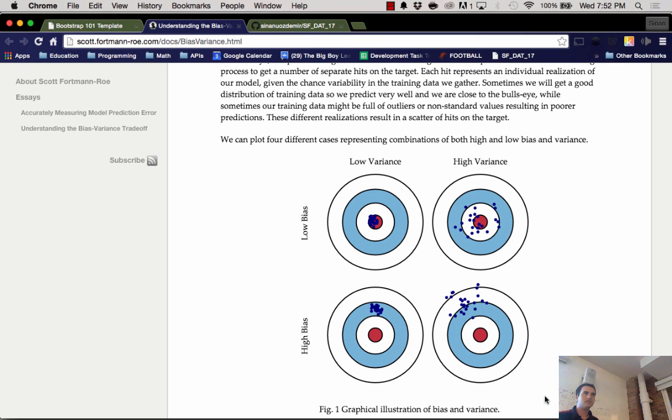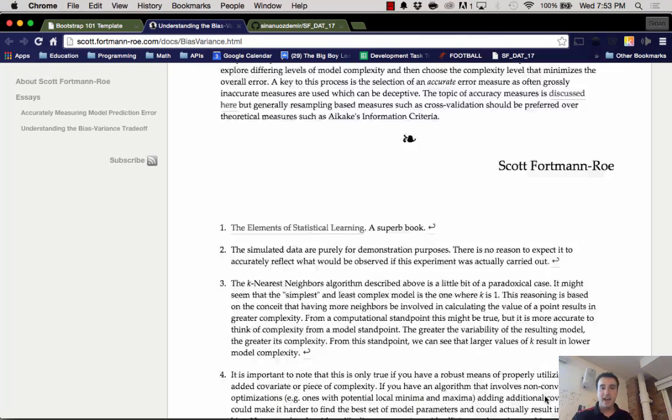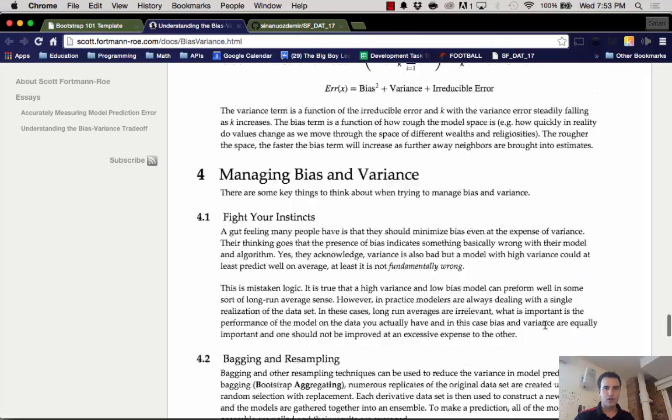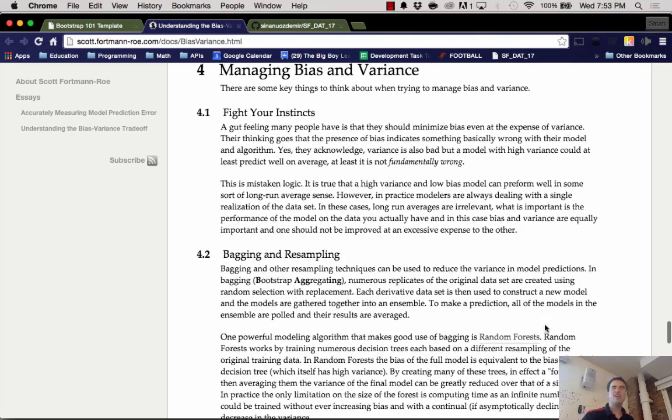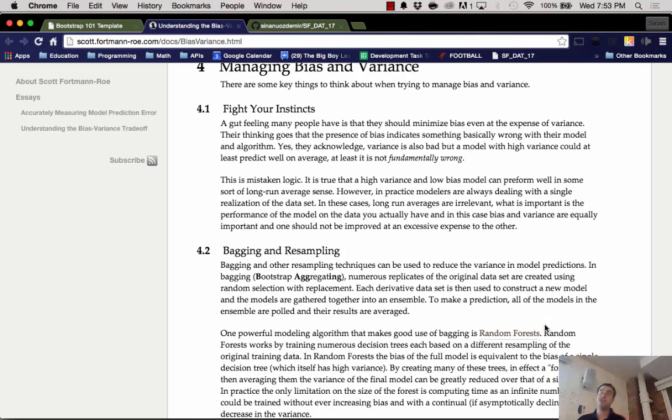Okay, bias, variance. Complicated concepts, I know. We're going to keep coming back to them over the class. Next, I want to show you this managing part. I'm going to breeze through this because you read it, but you should read it again. This is super important. Fight your instincts. For the love of God, fight your instincts. A gut feeling many people have is that they should minimize bias at the expense of variance.